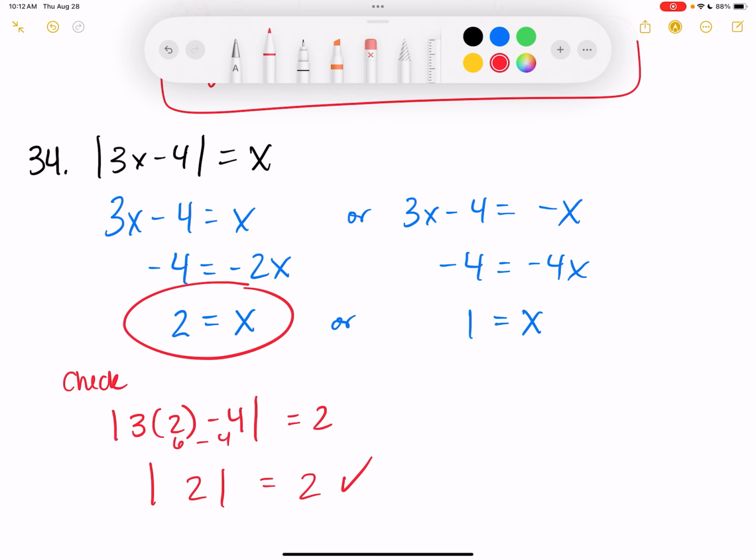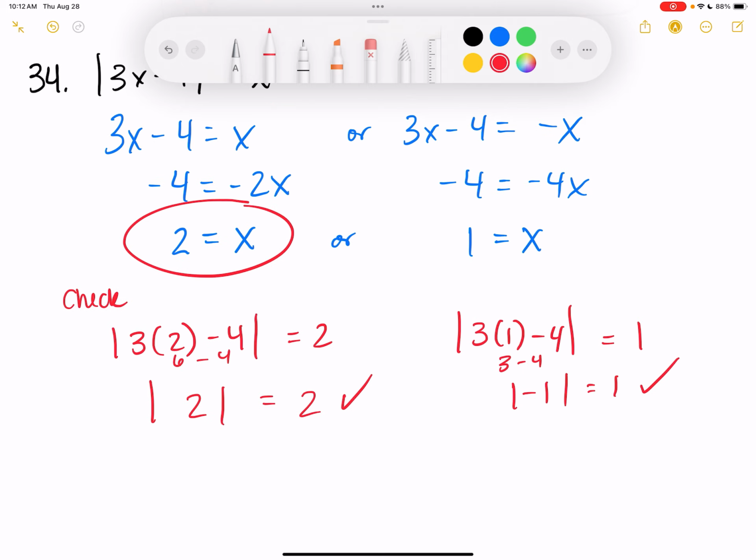Check the other one. The absolute value of 3 times 1 minus 4 is equal to 1. So that's 3 minus 4, the absolute value of -1, which is equal to 1. So that's good. Now, if you have more of a problem on the right side, then you obviously need to work it down and show that the left is equal to the right. But in this one, we're only solving. If one is right, then we would say that the other one is extraneous.